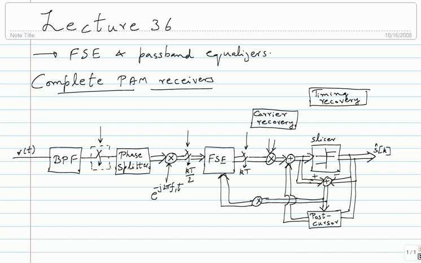So the input and output of the slicer are going to go to the timing recovery block and to the carrier recovery block. There's not enough room, is there. Anyway, let me take it a little bit twisted. Sorry about that.